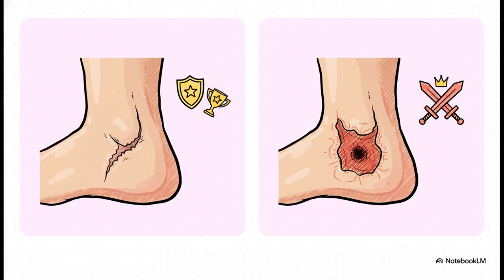C5 means a battle was fought and won. You see the scar from a venous ulcer that has healed. C6, on the other hand, is the active conflict. You're looking at an open wound, an active ulcer, and it's most often found in what we call the gaiter area, right above the inner ankle bone.